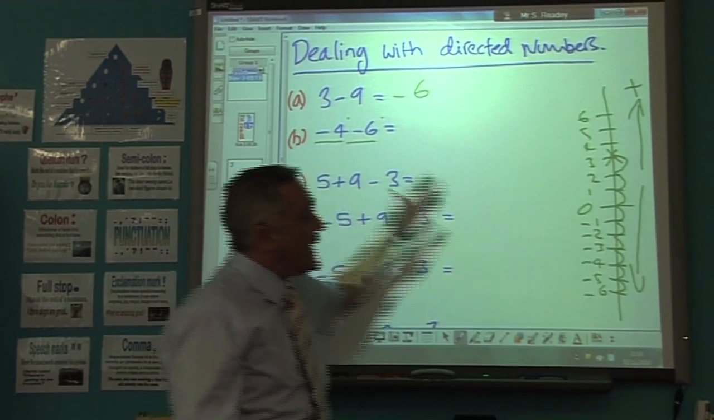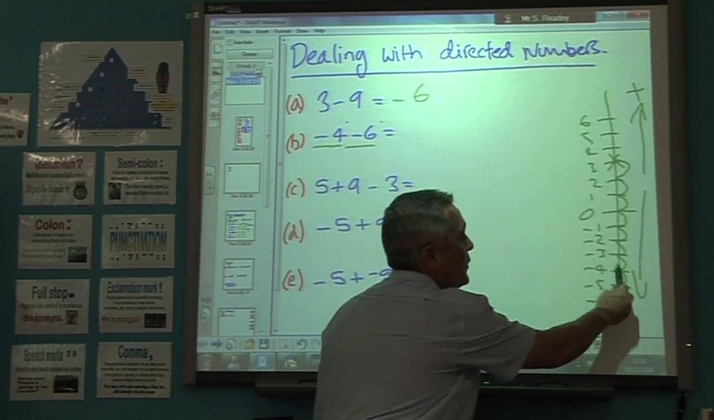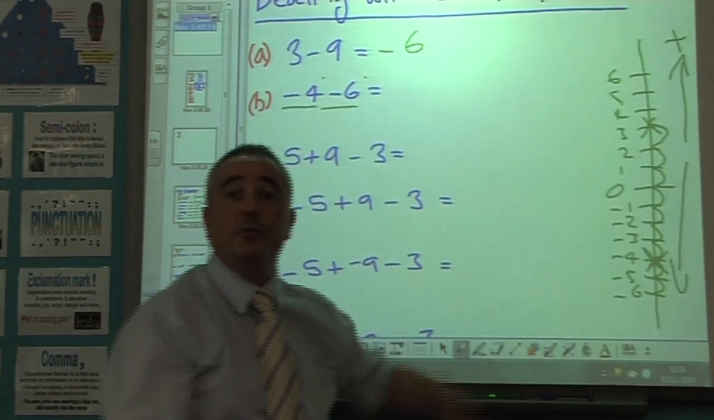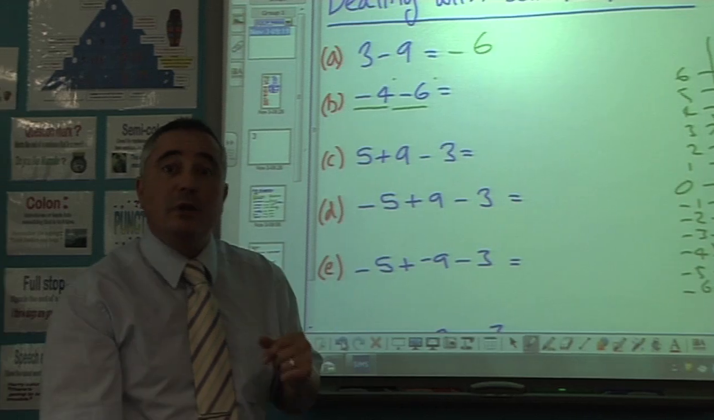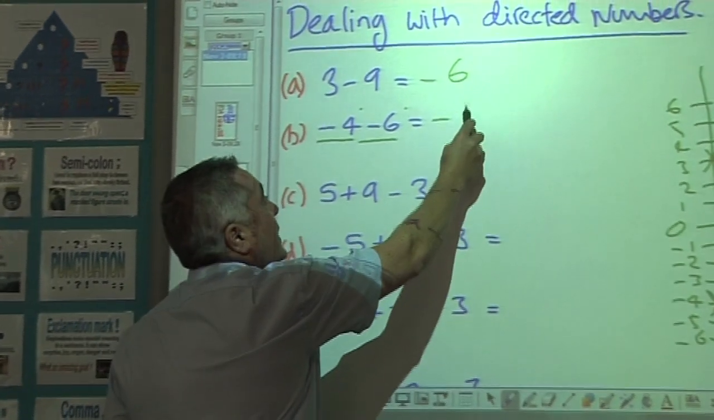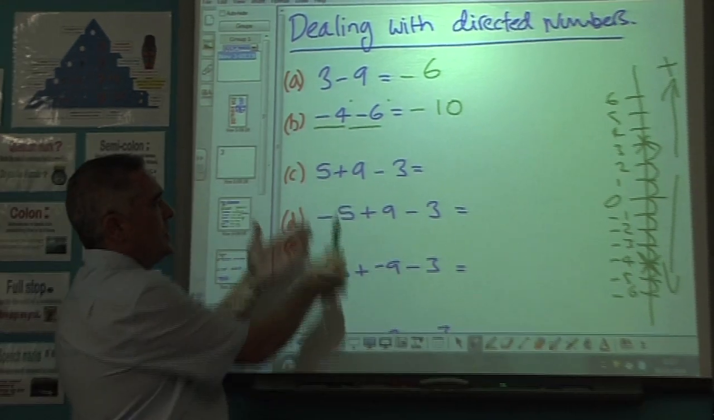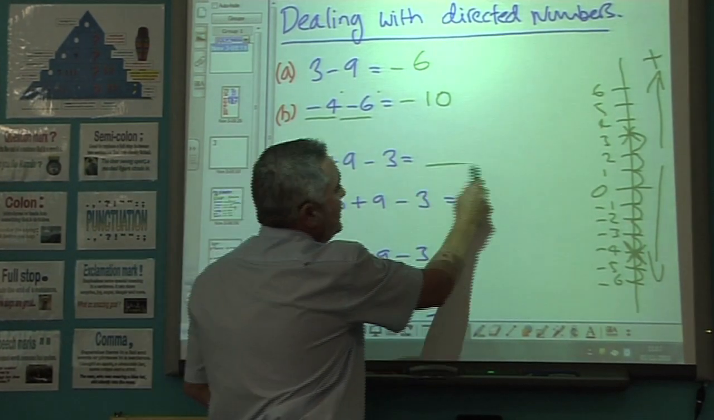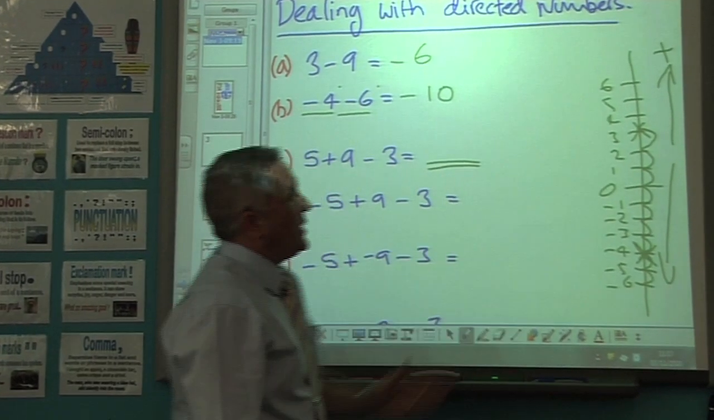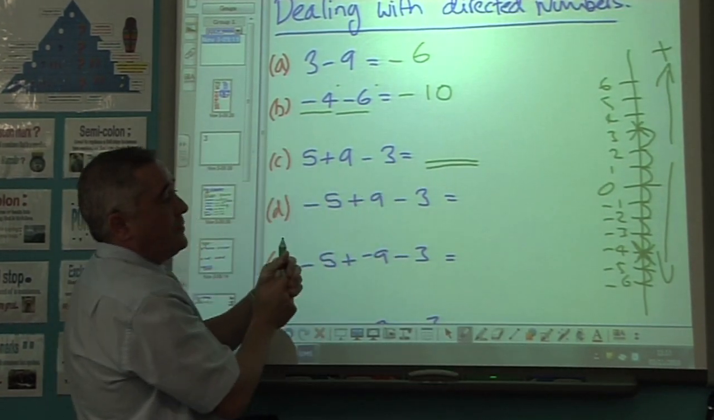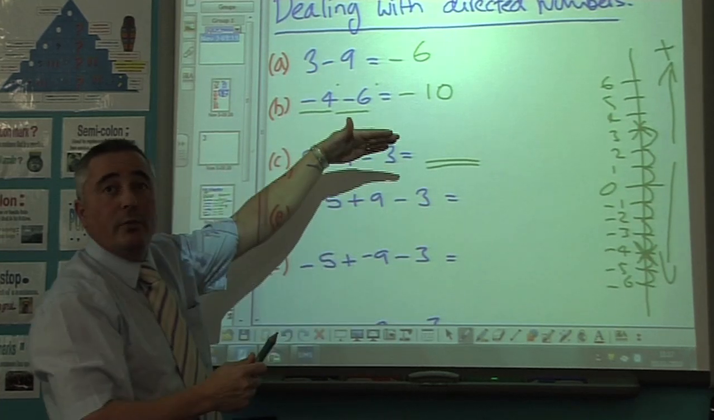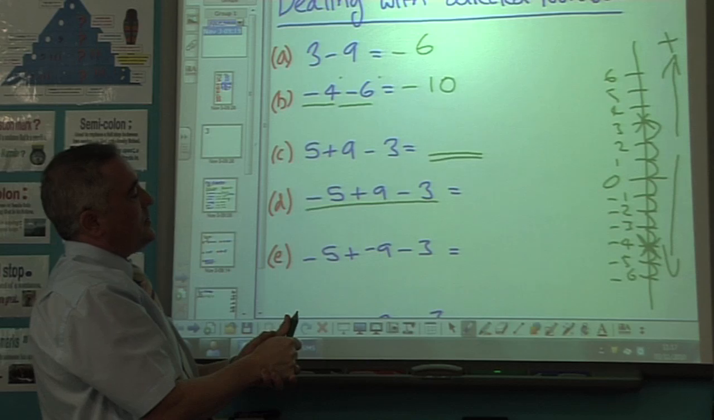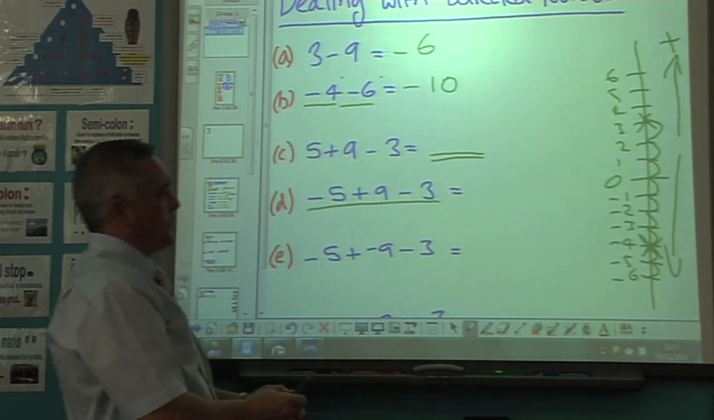Minus 4 minus another 6. Again, I can start at minus 4 on the number line. Minus another 6. And if I count the way down, my number line's not long enough, but it doesn't stop you drawing extra numbers on your number line. And I'm going to end up with minus 10. And the next one. 5 plus 9 take away 3. These, again, use your number line. And I'm hoping that you can go through that yourself using your number line. And we'll come back to that in a moment and you can have a look at the answer yourself. Minus 5 plus 9 take away 3. Again, look at that one yourself.